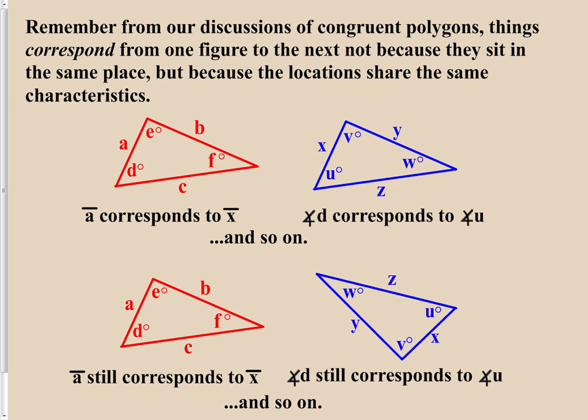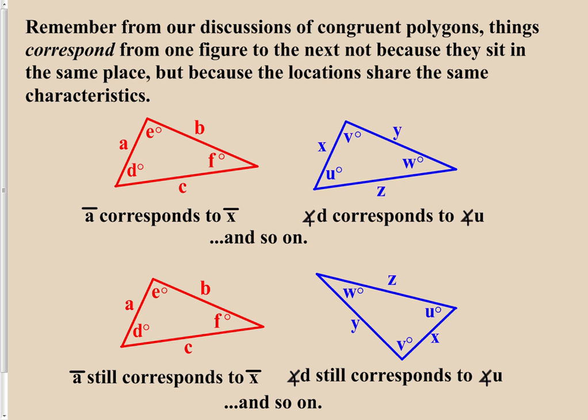Okay, so the key to being able to establish the side lengths is we have to know, first off, what corresponds to what, and then we have to know, of course, how to set up a proportion and how to solve it. Now, we've already talked about figuring out what corresponds to what.